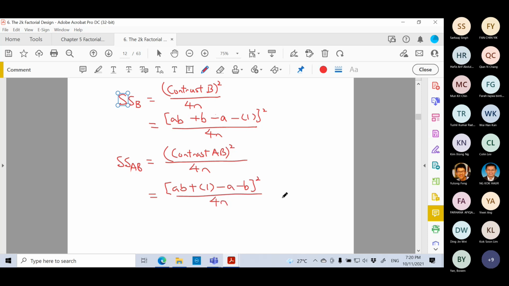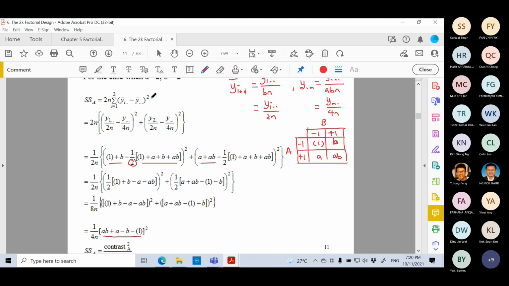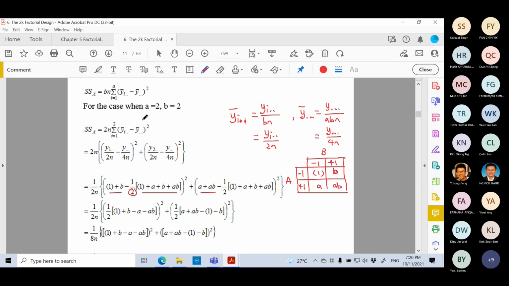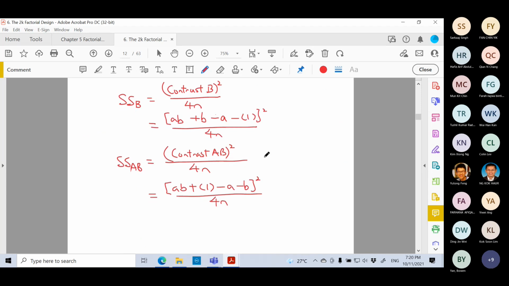Okay, so you will get the following one. Instead of using the original formula to calculate, if you use the factorial analysis, you need to expand this thing, then you get your sum of square. Under the special case, as long as you know the contrast, then you can find the sum of square directly. You can get the sum of square given by the following one.